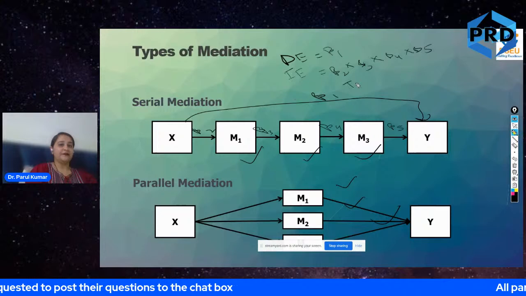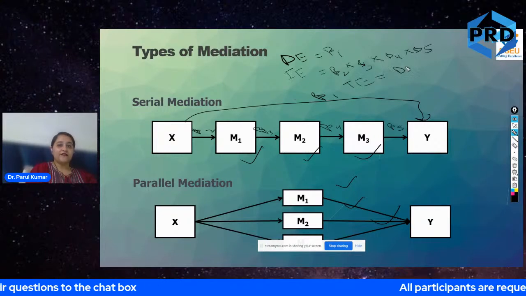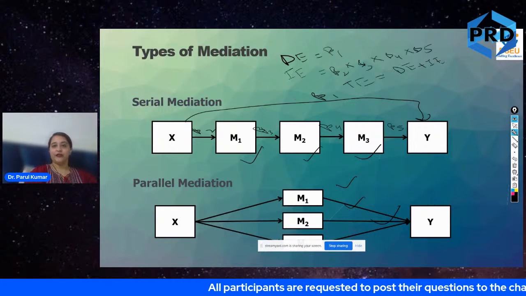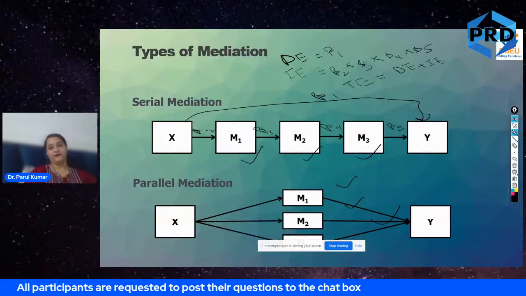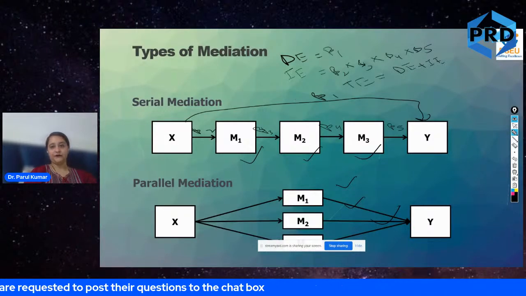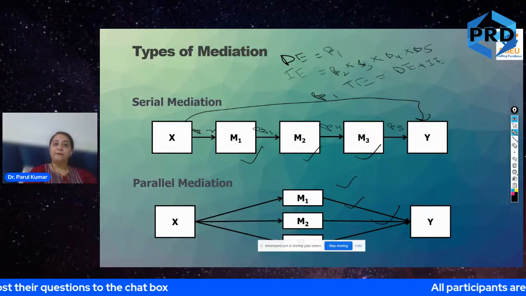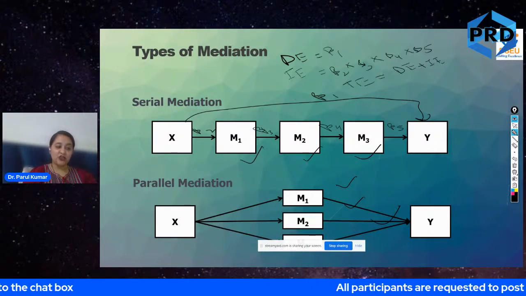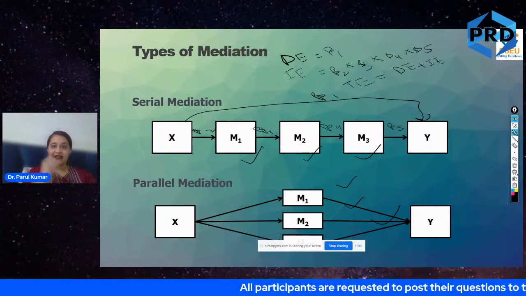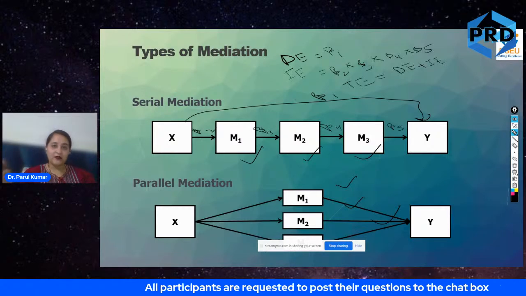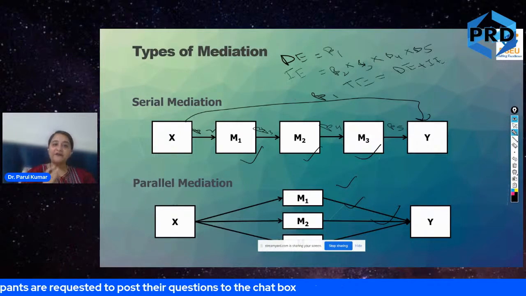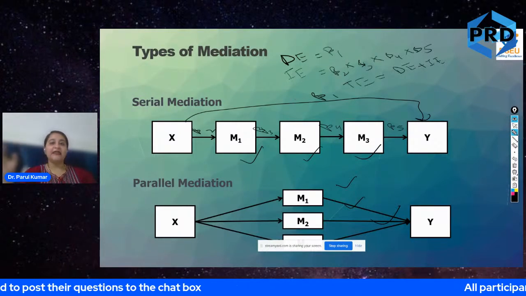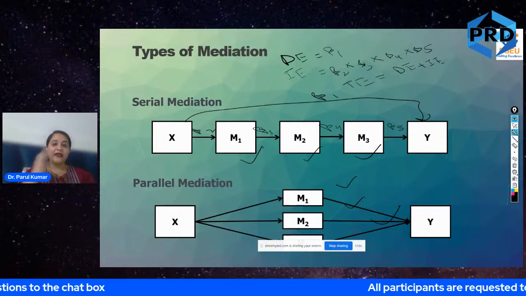And what is the total effect? The total effect is the direct effect plus the indirect effect. So that is your mediation. Direct effect, which goes directly between the independent and the dependent variables. Indirect effect is via the mediators.